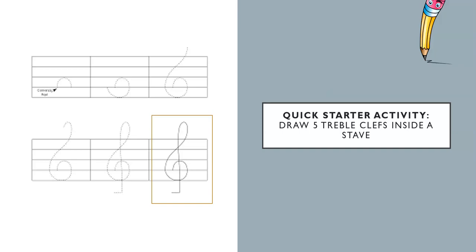Can I get you to, inside your books, draw 5 treble clefs inside a stave? Now, just a reminder that a stave is just 5 horizontal lines. And if you want a bit of a guide on how to draw it, just follow these steps here. Can you please draw 5 of them? Pause the video and then we'll continue on.